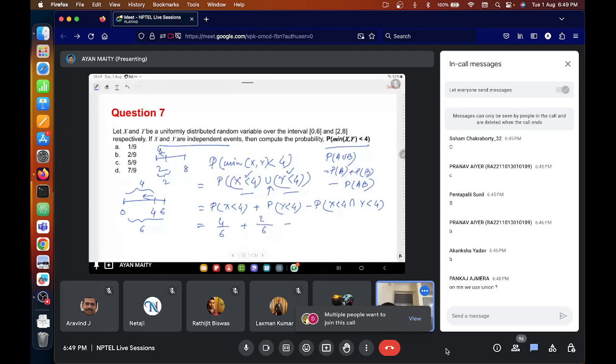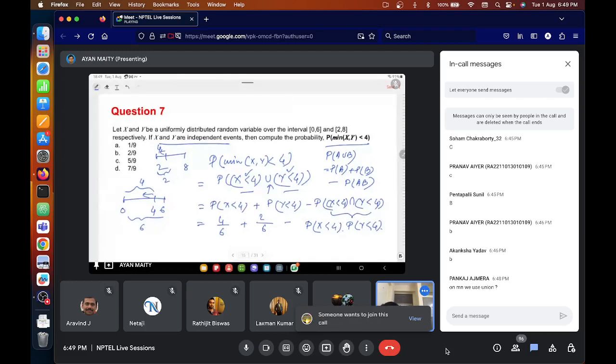Minus, now these two events, x less than 4 and y less than 4, are independent events because x and y are independent. So we can separate these two out: probability of x less than 4 into probability of y less than 4. We have already computed these two values. This is 4 by 6 and this is 2 by 6. So we just plug these values in.